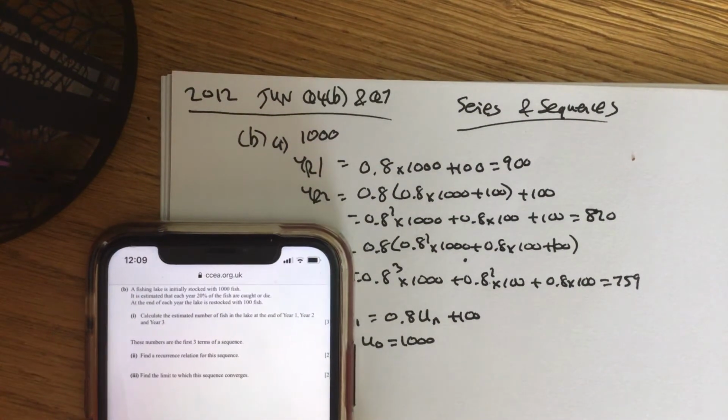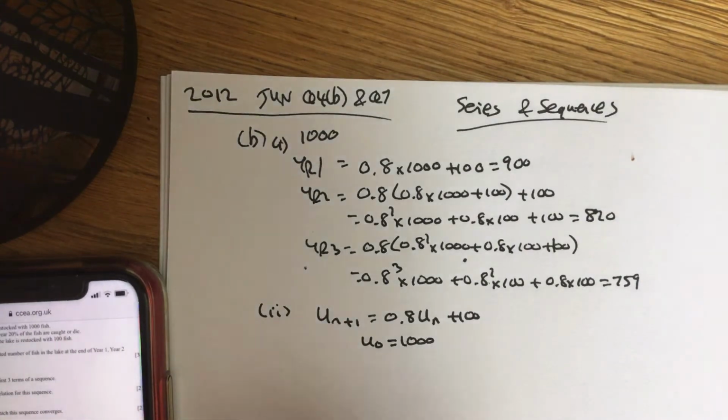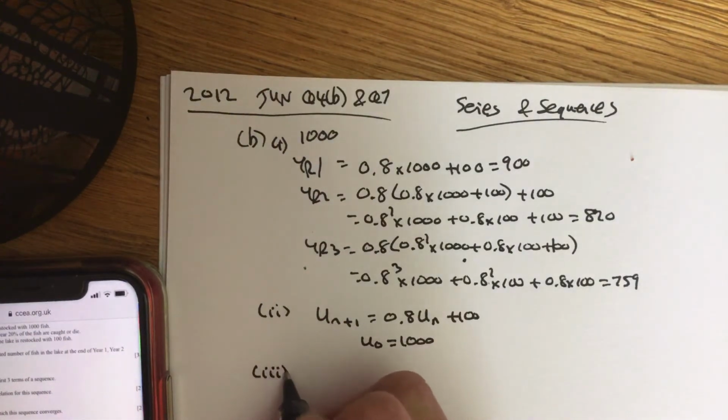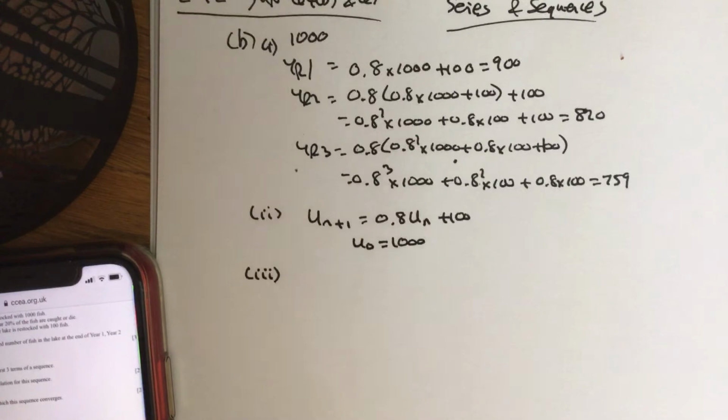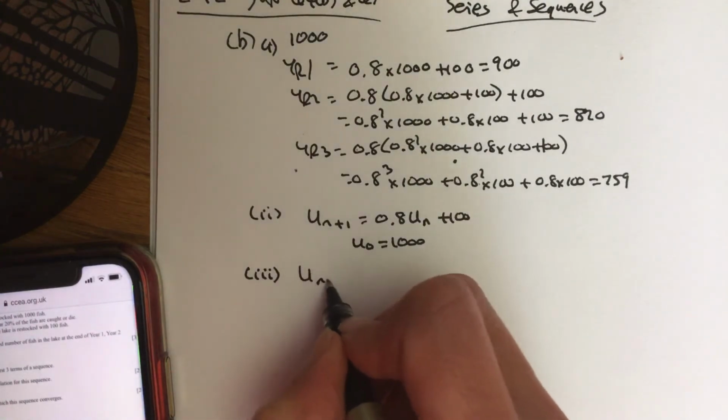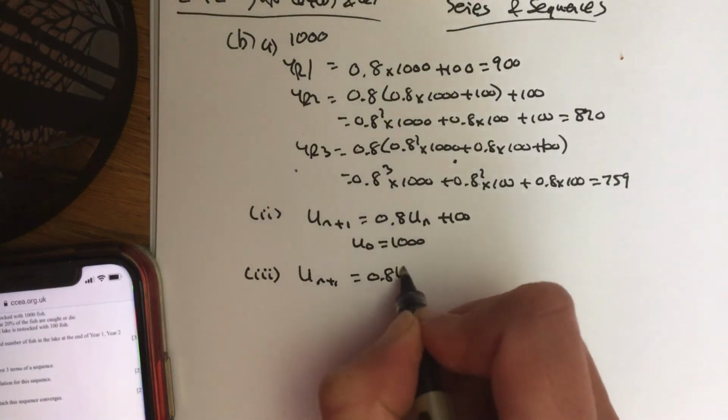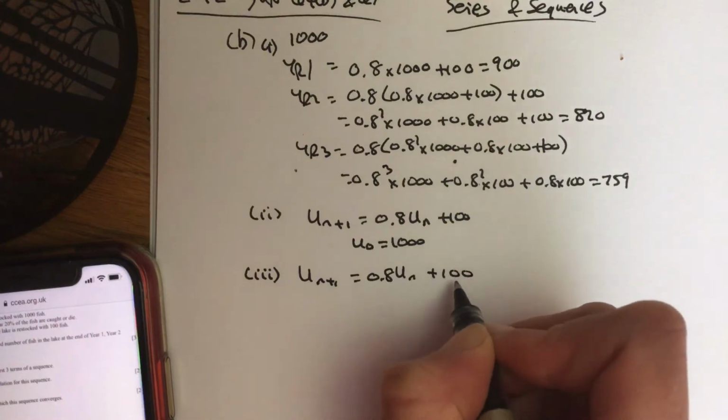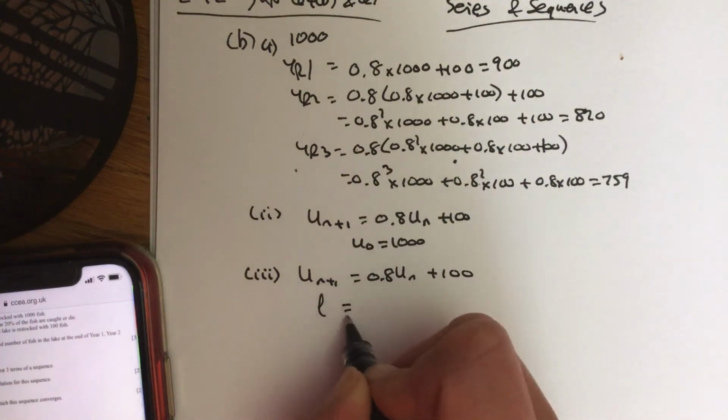Part 3, find the limit to which it converges. Now this is quite a strange one and quite a tricky one to do. So here is my wee relationship. Basically I want to see what does it converge to, which means what's the last term.